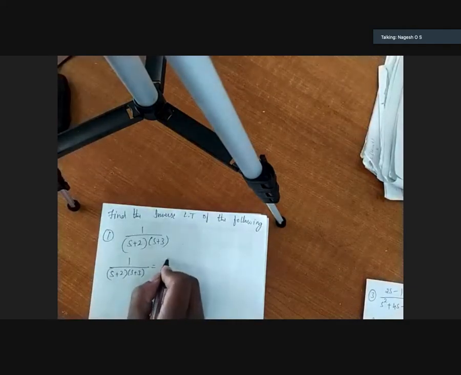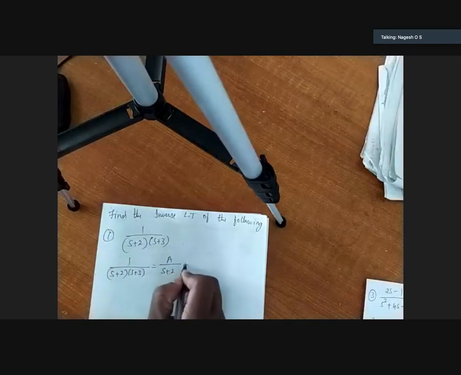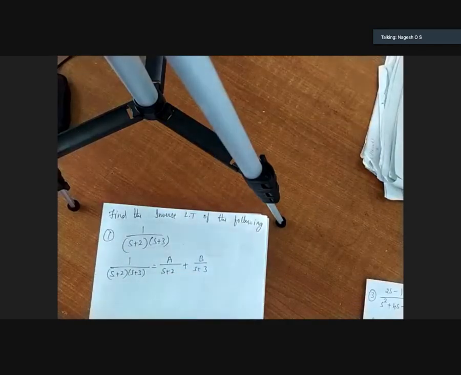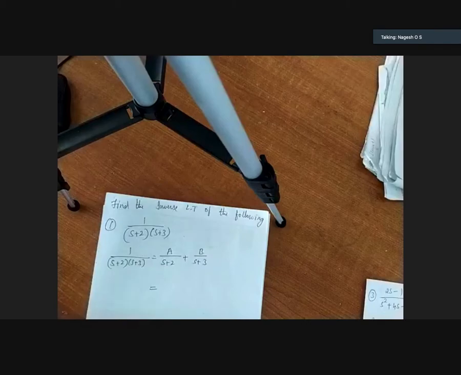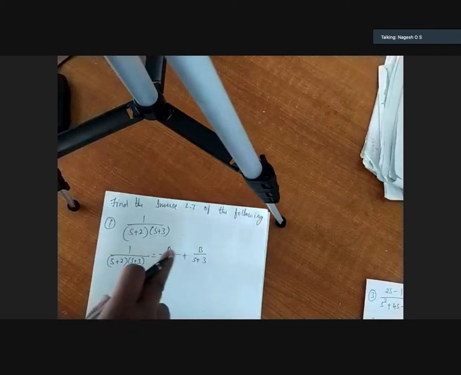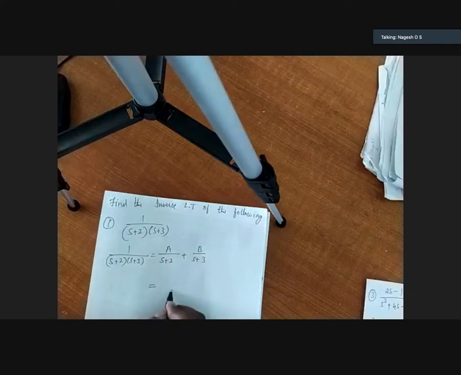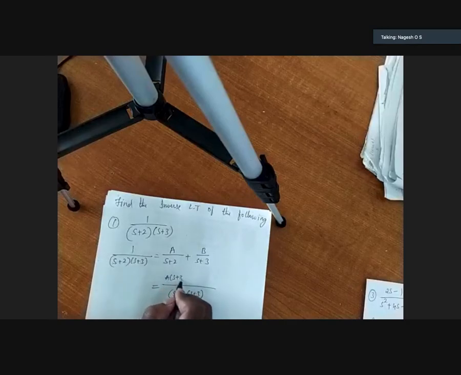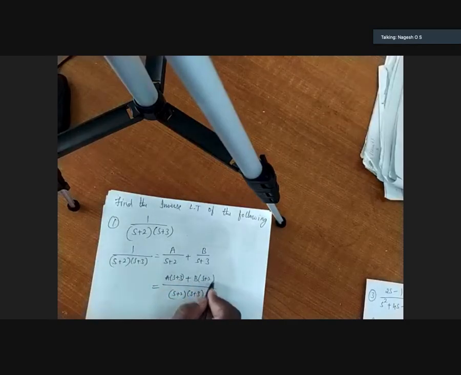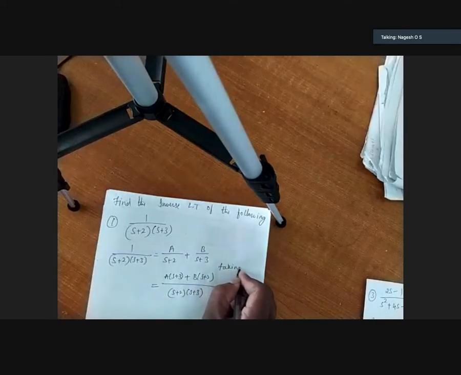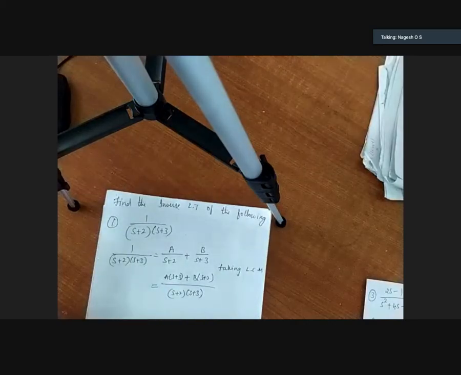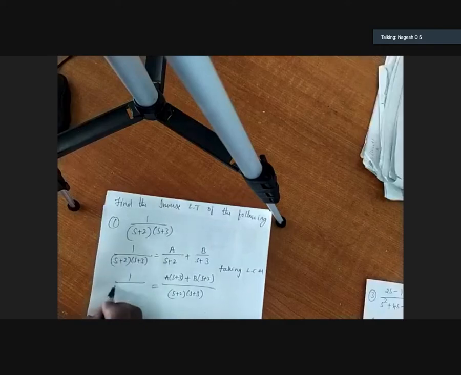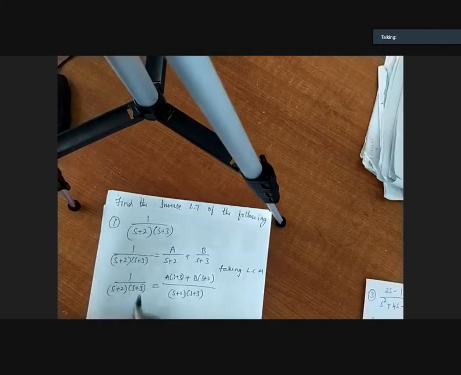1 by (s plus 2)(s plus 3), you can write this as A by (s plus 2) plus B by (s plus 3). Take the LCM. To express this in this form, we need to find the values of A and B. Taking the LCM: A into (s plus 3) plus B into (s plus 2), divided by (s plus 2) into (s plus 3).